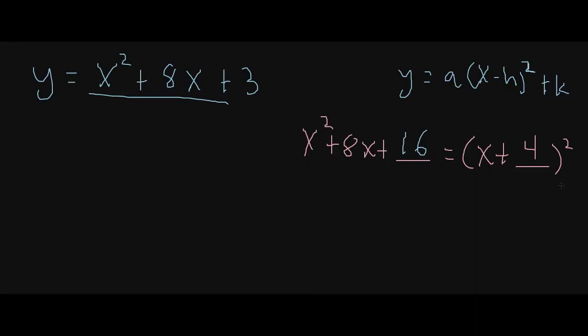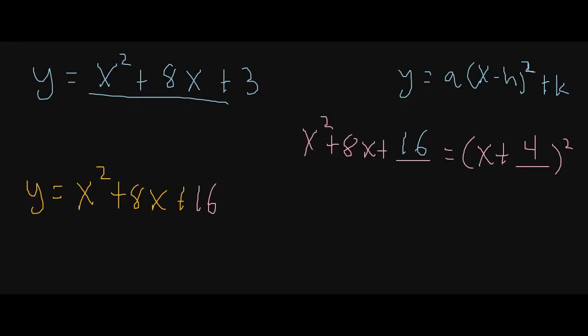Well, this is a problem because we have a 3 right here. We don't want to work with that 3, unfortunately. We want it to be a 16. So when we go from general to vertex, we're going to add this 16. So we're going to go y is equal to x squared plus 8x plus, and we're going to add that measly 16 because we want a perfect square.